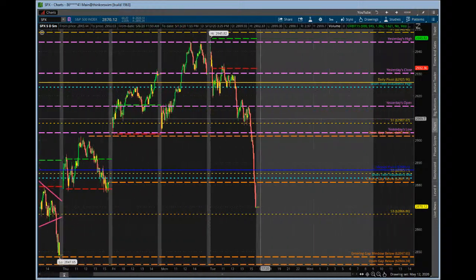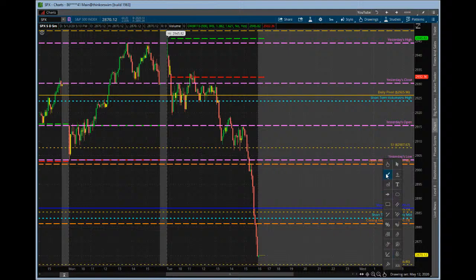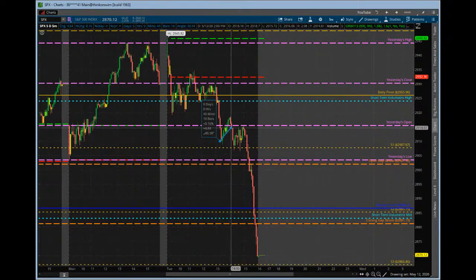So we have some symmetry here, right? If you go here, here's your rally point. Let's see if I can get a trend line on here. Rally.